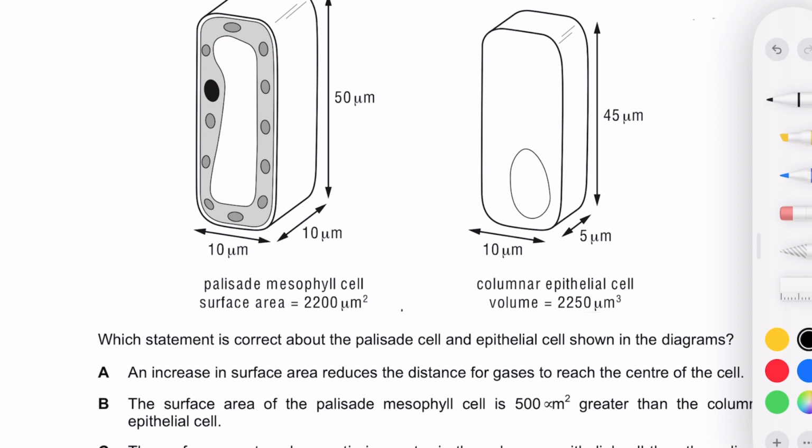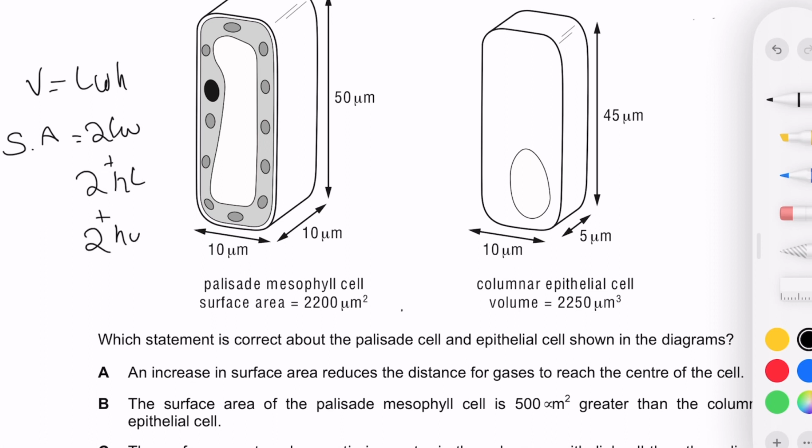And this is basically discussing, because as you can see, they have all the labels for the length, width and height. Now here I just want to establish what the formulas are. Volume equals length by width by height for a cuboid. And surface area will equal 2 multiplied by the length by the width, 2 multiplied by the height by the length, 2 multiplied by the height by the width.